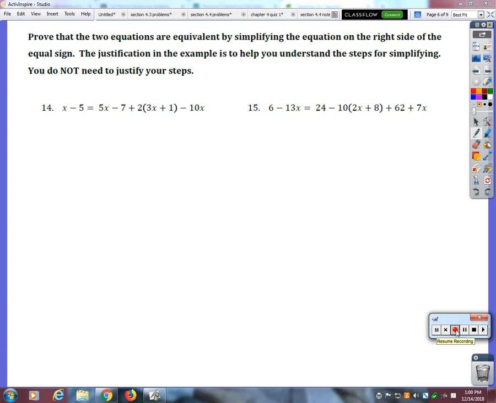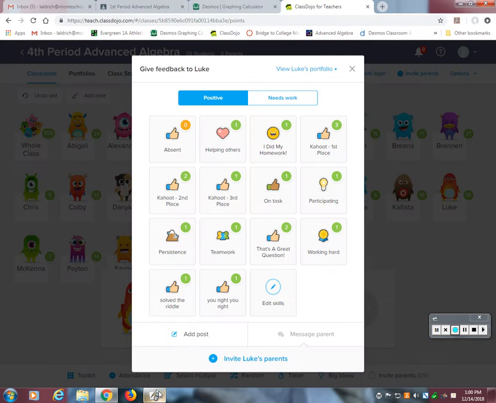All right, so for number 14, it says prove that the two equations are equivalent by simplifying the equation on the right side of the equal sign. You do not need to justify your steps.